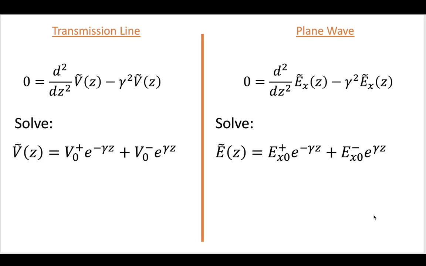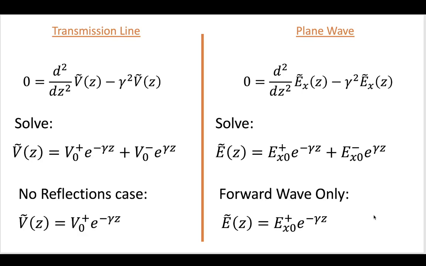Now from here, I'm going to make a couple simplifications. On the transmission line case, we're going to assume that we have a no reflection case. So we spent some time in transmission lines looking at what would happen if you had reflections or no reflections. But in order to compare this to the plane wave, let's assume that we have a no reflection case for the transmission line.